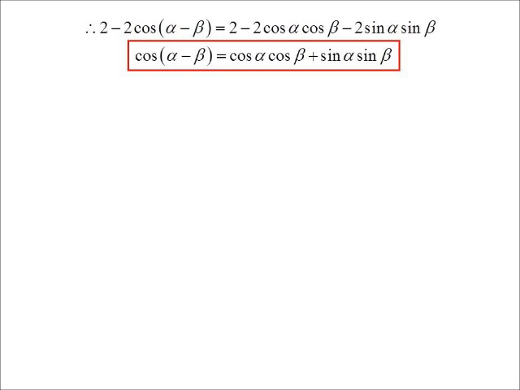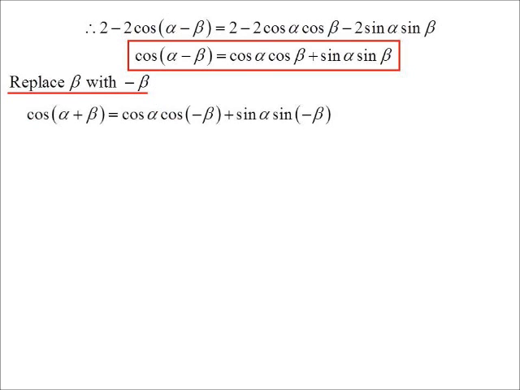But now I'm going to do something clever. Instead of having beta, I'm going to replace it with negative beta. And by doing that, I create another formula. Because cos of alpha minus beta becomes cos of alpha minus negative beta, so cos of alpha plus beta. And we get cos alpha cos negative beta plus sine alpha sine negative beta.